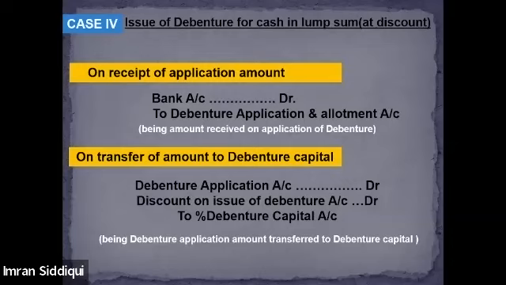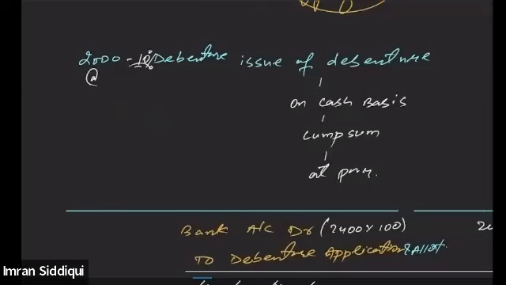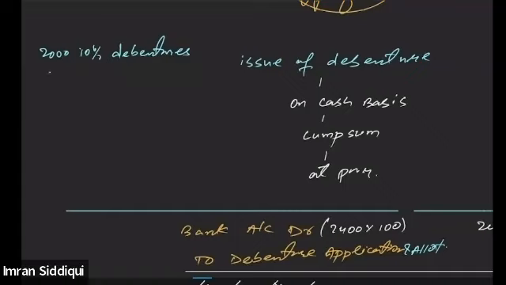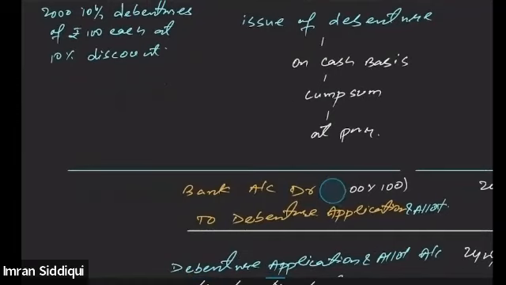Okay, so what I was saying is that let's suppose a company has issued the debentures at a discount. In that situation, how will we treat it? So let me explain this through this example. For example, the company has issued 2,000 10% debentures of 100 each at 10% discount. So how are we going to deal with the situation? How are we going to pass the entry?